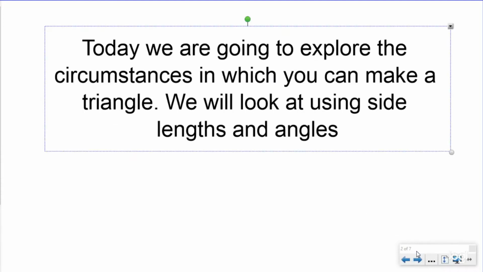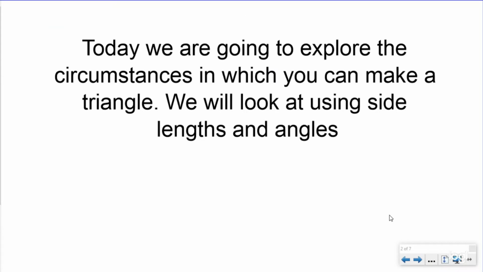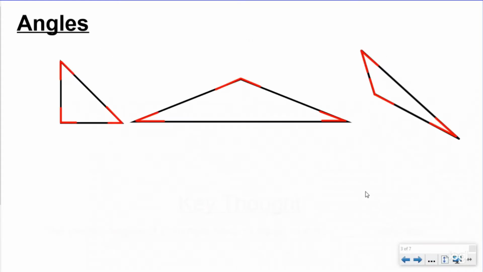So let's get started with our objective. Our objective today: we'll be able to explore the circumstances in which you can make a triangle. We will look at using side lengths and angles to make them. So we're going to start off with talking about angles. We're going to be trying to make triangles today and figure out some different attributes of triangles.